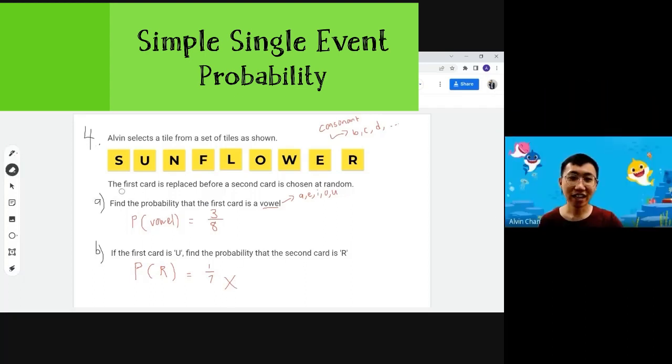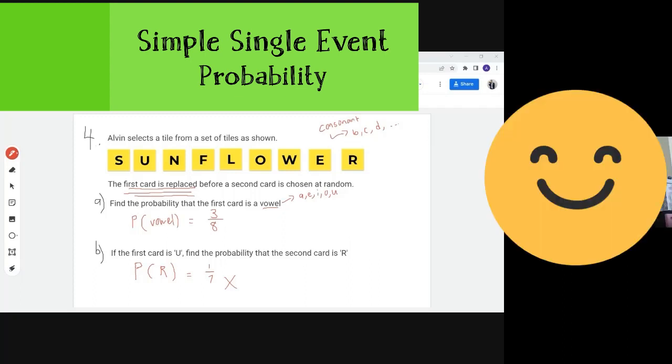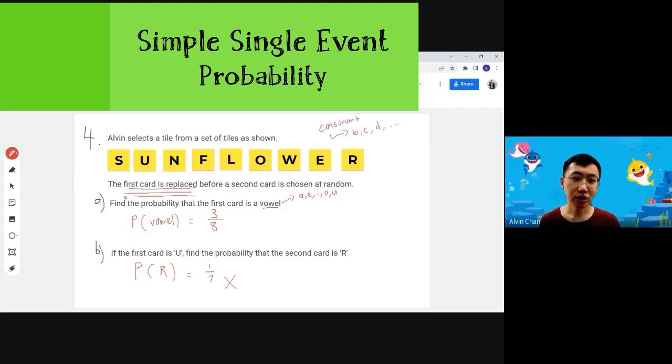Say the first card is replaced. You must give it back, then you draw again the second time. So you will always have 8 things to draw. You understand? Because of this keyword, you must read this keyword. It's always 8 at the bottom. You take one card, jot it down on a piece of paper, and then you still need to give it back. Still 1/8.